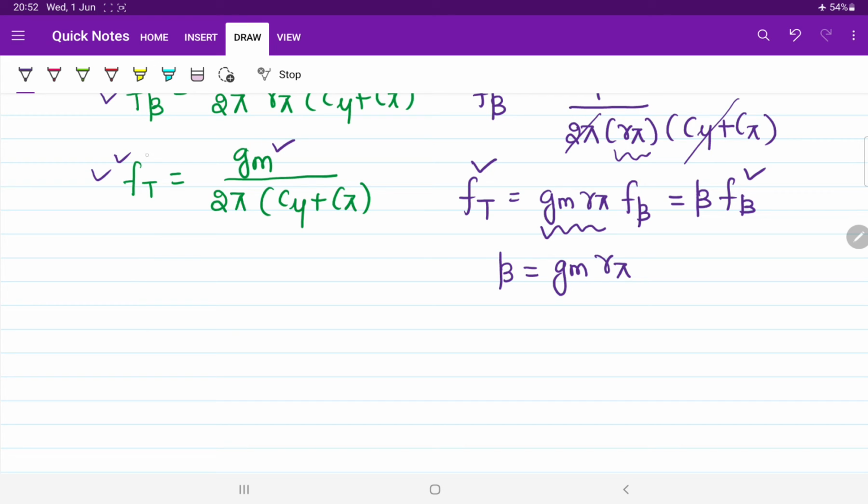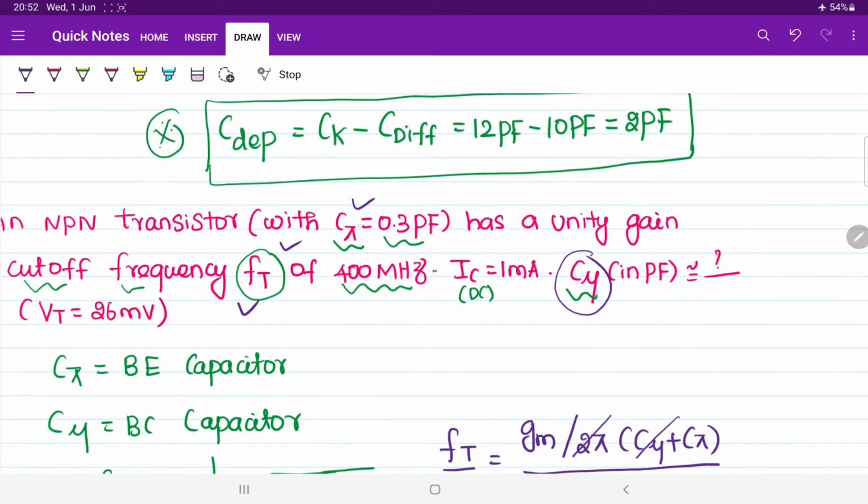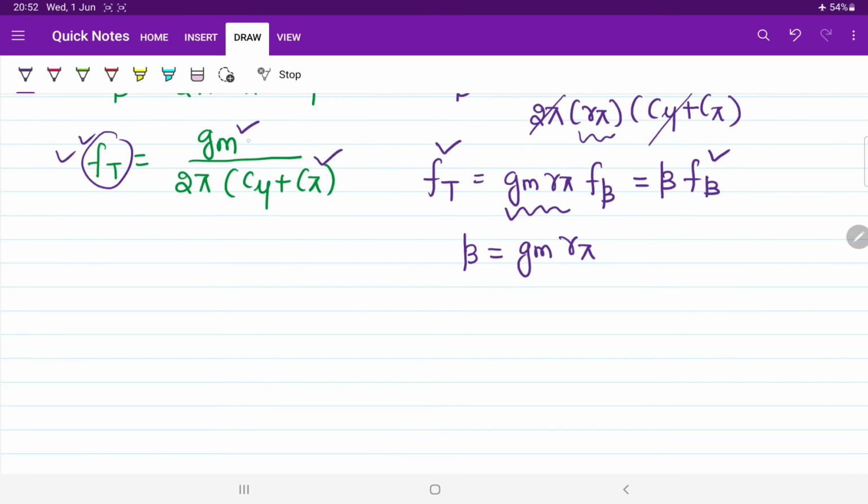Gm is missing. Sir, Ft we know. Yes sir. C mu, it is clearly denoted that C mu only we are going to calculate. C pi is given as 0.3 picofarad. So C pi is given, whereas the value of Ft also given. Gm, we have to identify the value of Gm. If we know the value of transconductance, automatically we can calculate the value of C mu.